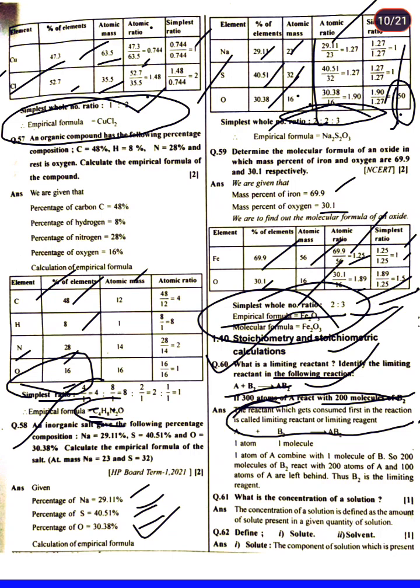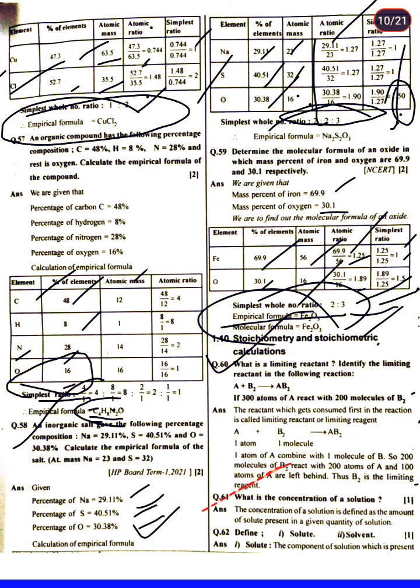Within the limit, the substance that gets consumed and becomes part of the reaction helps to form the completion of a reaction; that is called a limiting reagent. For example, one atom of A combines with one molecule of B, so 200 molecules of B2 react with 200 atoms of A and 100 atoms of A are left behind, so B2 is the limiting reagent. Next, what is the concentration of solution?